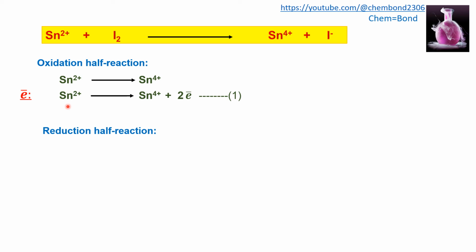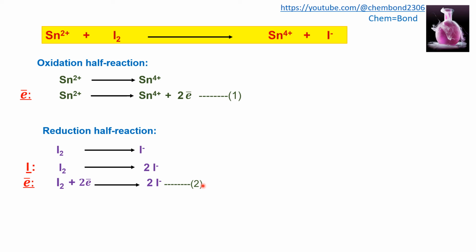In the reduction half reaction, iodine in free state is converted to iodide anion. So first we will balance the number of iodine by adding 1 iodide anion over the other side. So here are 2 iodine and here are 2 iodine present. Then we will balance the charge by adding the electrons. Here it is minus 2 and here is 0. So we will add 2 electrons over this side in order to make this side minus 2. So this side becomes minus 2 and it is also minus 2. So the charge is balanced.